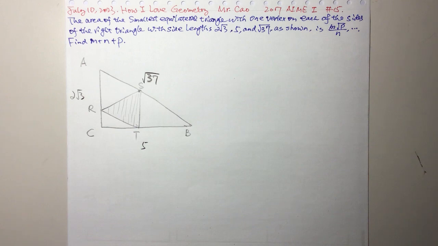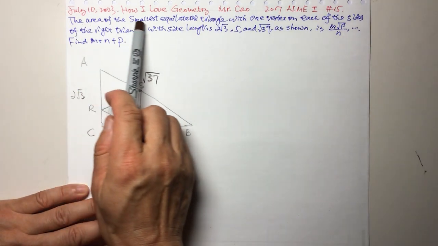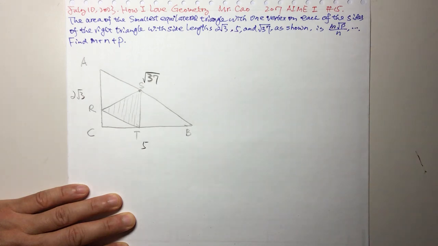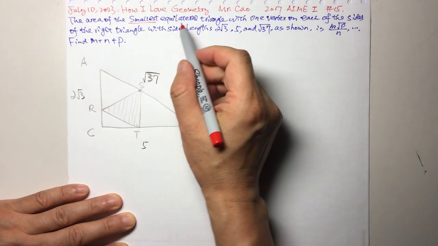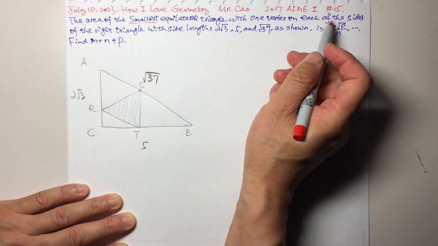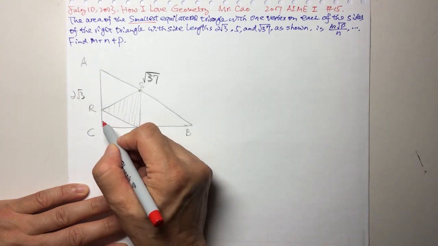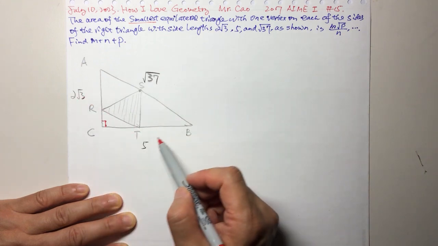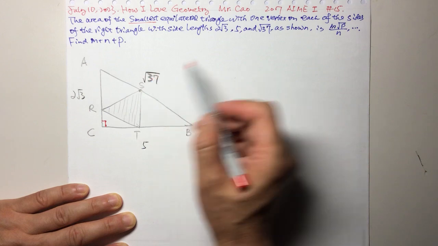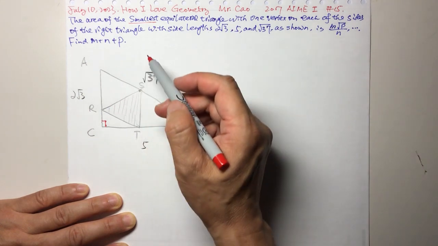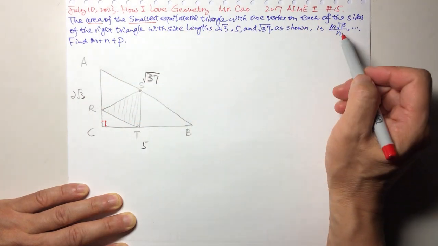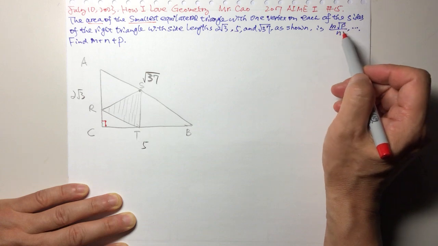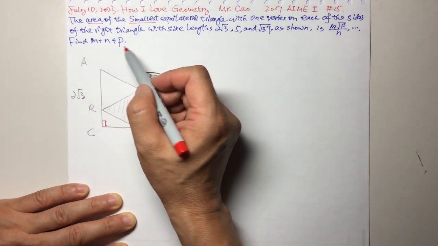I'm Mr. Zhang. Today's problem is from 2017 AIME problem number 15. The problem asks us to find the smallest equilateral triangle with one vertex on each of the sides of the right triangle. This is a right triangle with three side lengths 2 times square root of 3, 5, and square root of 37, as shown. The area of this smallest equilateral triangle is m times square root of p over n. Find m plus p.